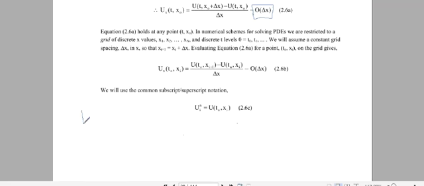When we suppose the point with the index of I and N, this is the I and N. The next point has the indexes I plus 1 and N. The N is constant. The previous point has the indexes I minus 1 and N.